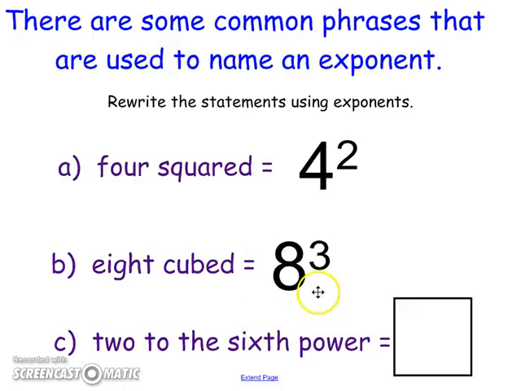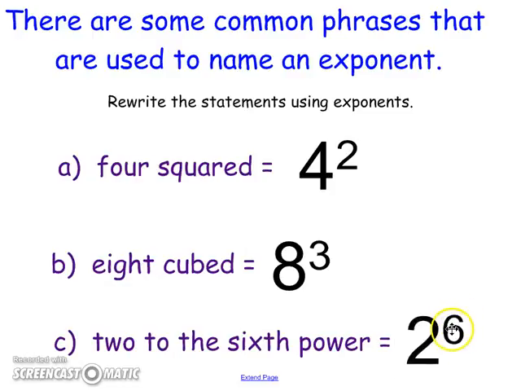Now, usually beyond squared and cubed, 2nd power and 3rd power, we just go to the power of. Okay, so 2 to the 6th power in this case, 6 is our power. Okay, 8th power, 2 to the 8th would be 2 with an 8, and so on. We don't have those special names really once we get past 2 and 3.